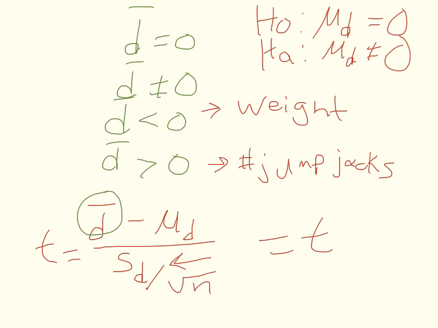So your t value is d bar minus mu d over sd over root n. Now, you can calculate your standard deviation the same way as before. You could actually use a formula. If you're doing it by hand, this is computationally efficient, so I'll give it to you quickly.